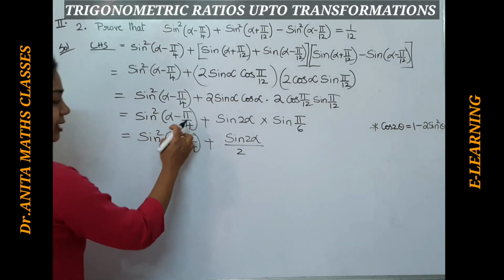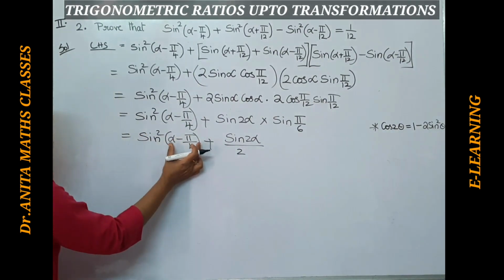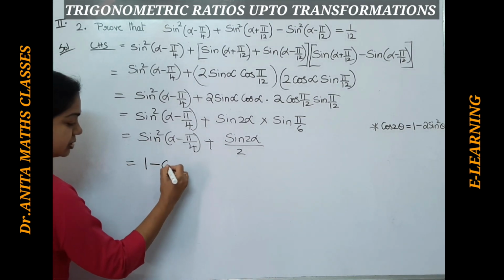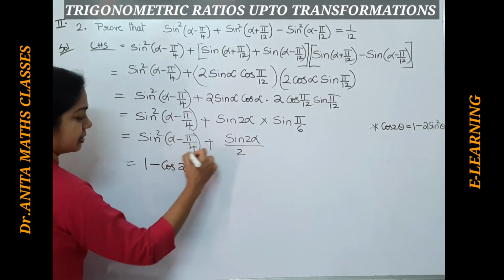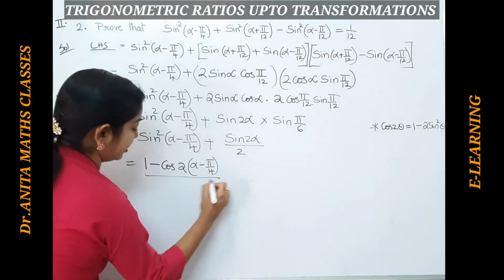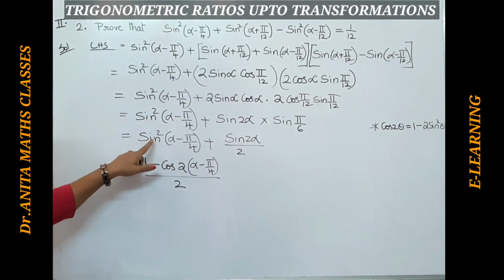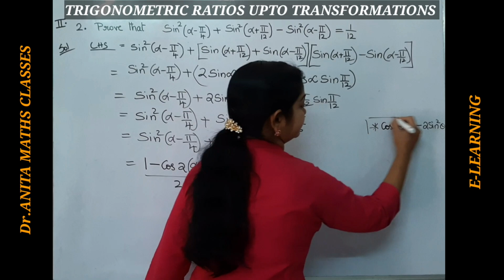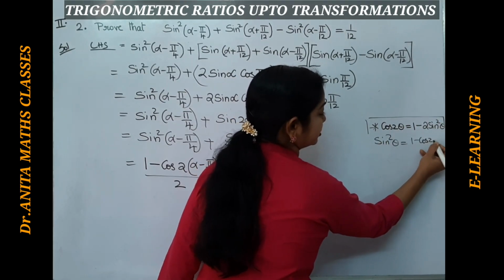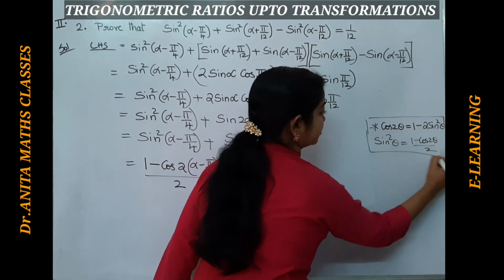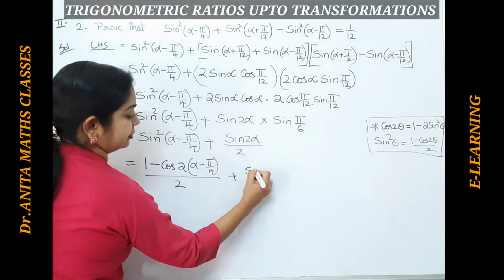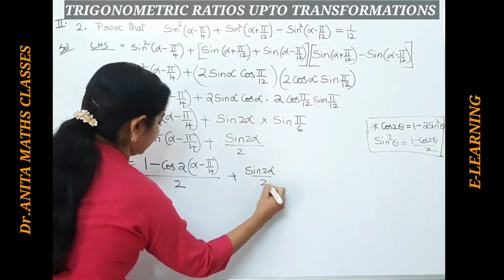So sine square, let us suppose this as theta here. So I will write it in the form of 1 minus cos 2 into this complete thing, alpha minus pi by 4, divided by 2. So I have used this formula, where sine square theta is equal to 1 minus cos 2 theta by 2. Right. Now here there is sine 2 alpha by 2.